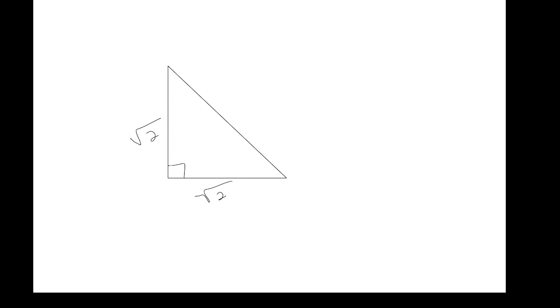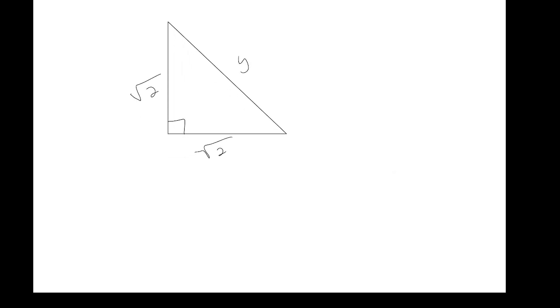I have a right triangle with legs of rad 2. Because it's an isosceles right triangle, it means it is also a 45, 45, 90 triangle. Meaning to go from the leg to the hypotenuse, I multiply by rad 2. Rad 2 times rad 2 is just 2, right? Rad 2 times rad 2 is rad 4. Square root of 4 is 2.